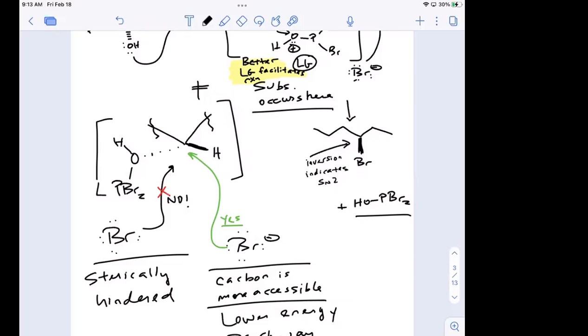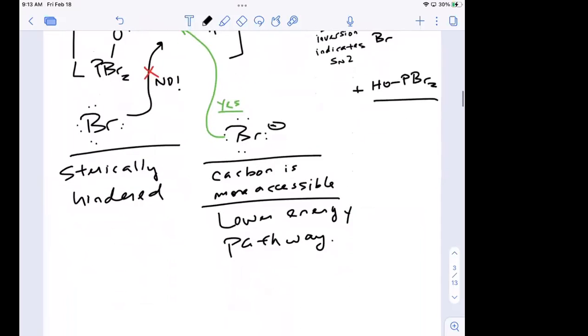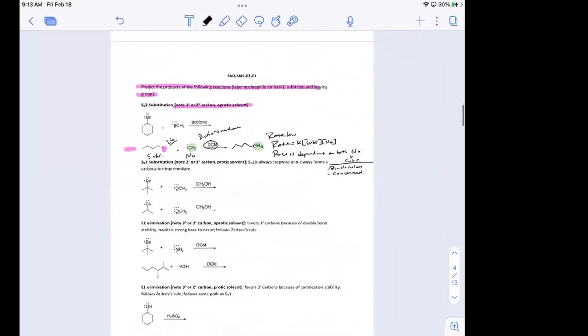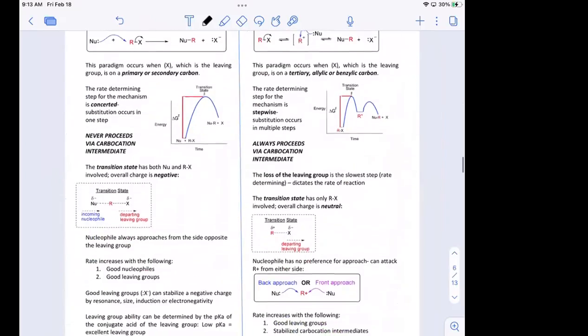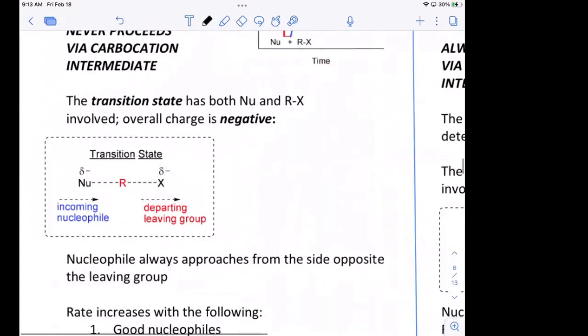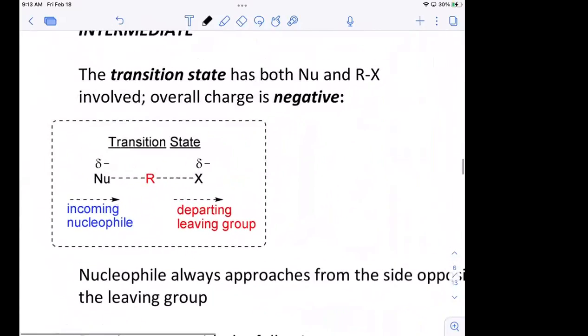All right. Any questions about this so far? There's another part on this sheet. Scroll to right here. So this is what the actual transition state looks like. Your nucleophile is here, your electrophile is here, and the incoming nucleophile and the departing leaving group, all of that's happening simultaneously.